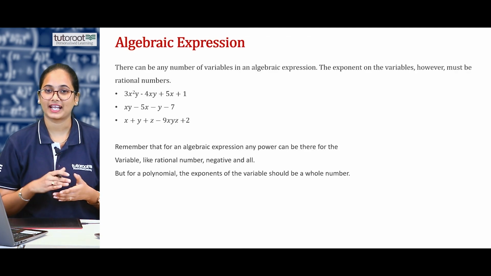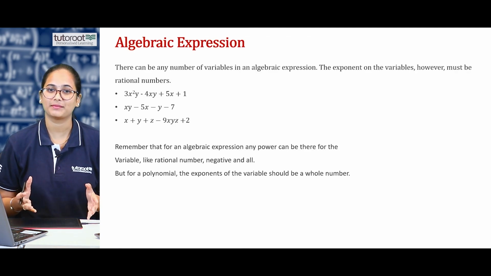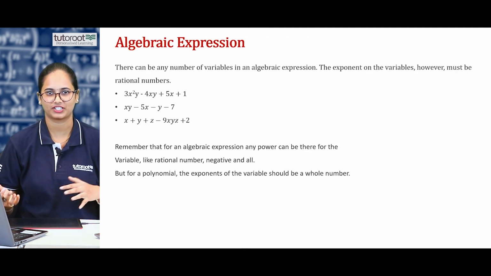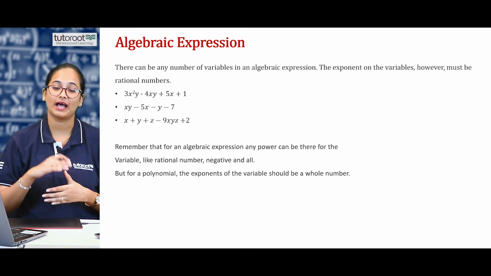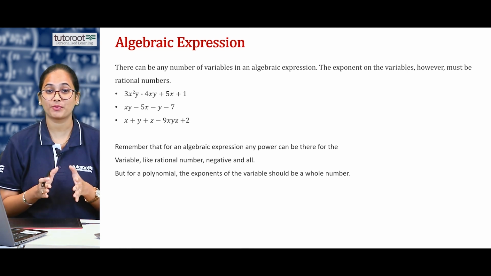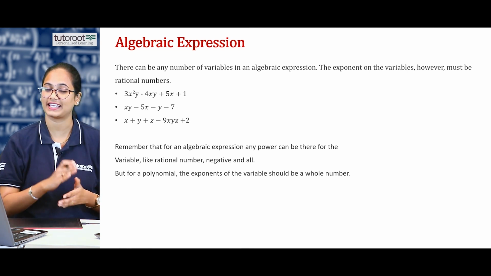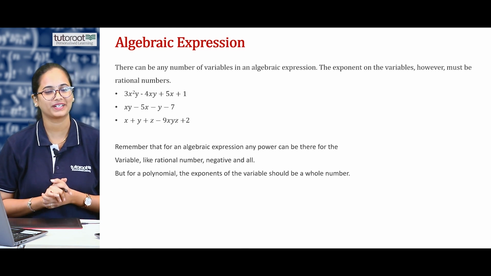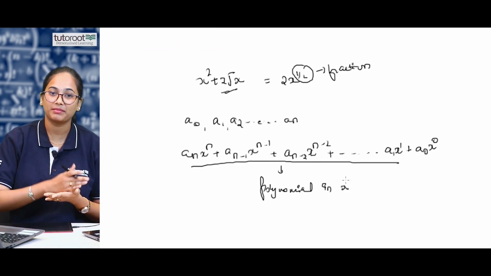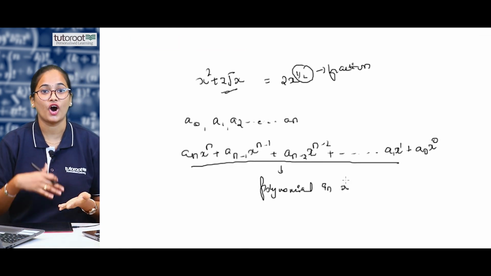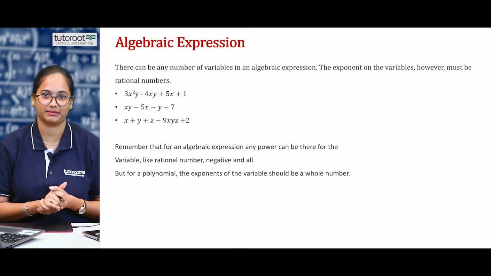So remember that for an algebraic expression, any power can be there for the variable, like rational number or negative and all. But for a polynomial, the exponents of the variable should be exactly whole numbers. Hope it is clear. So terms can be a variable, a constant, or a product of a constant and a variable, right?